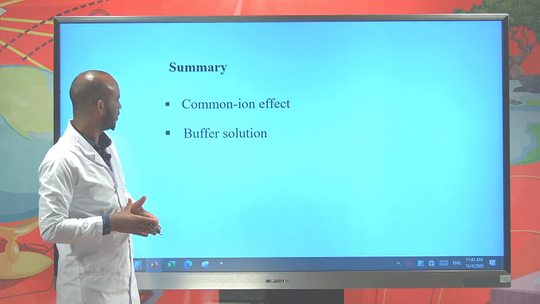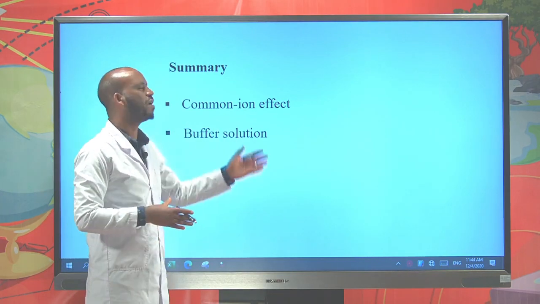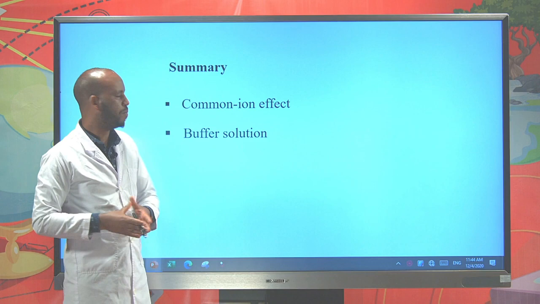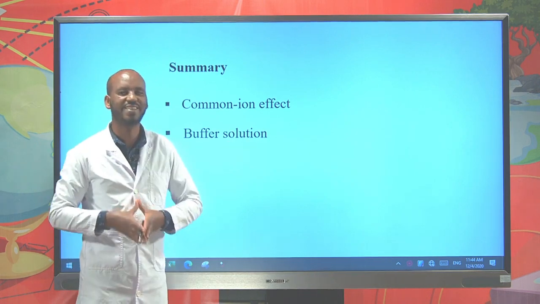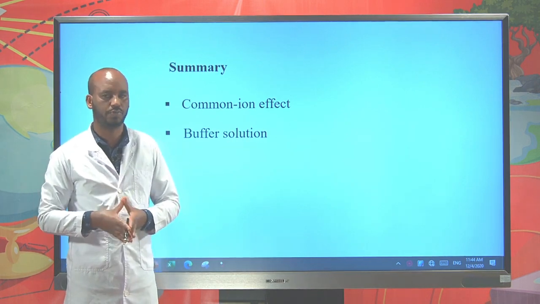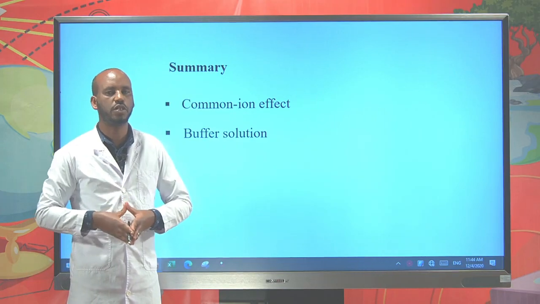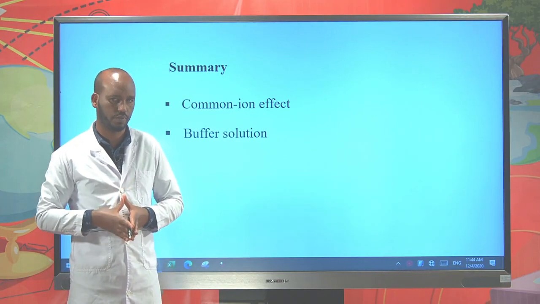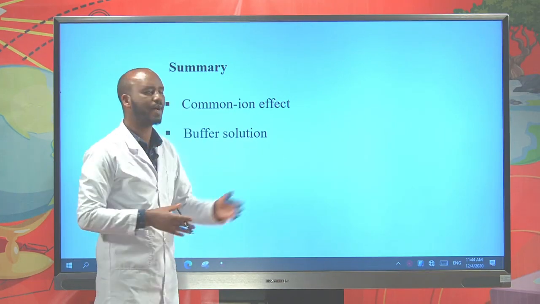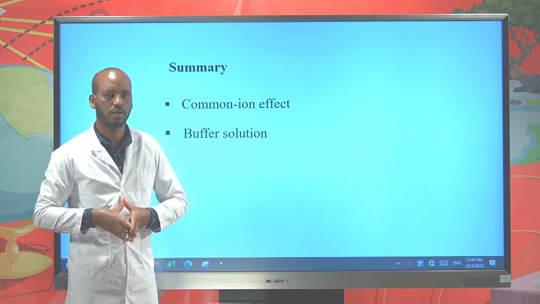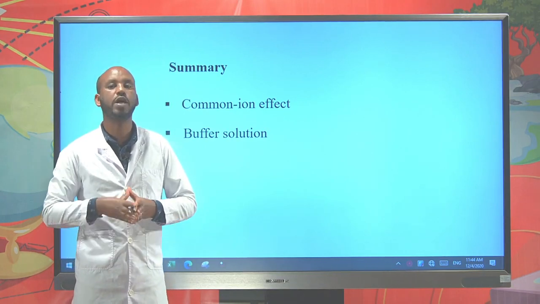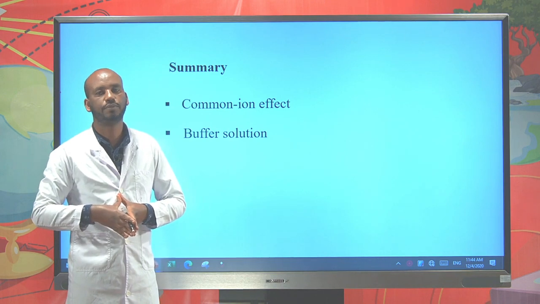We also discussed buffer solutions. A buffer solution is a solution that resists change in pH when a limited amount of an acid or a base is added to it. Buffer solutions contain either a weak acid and its conjugate base or a weak base and its conjugate acid.